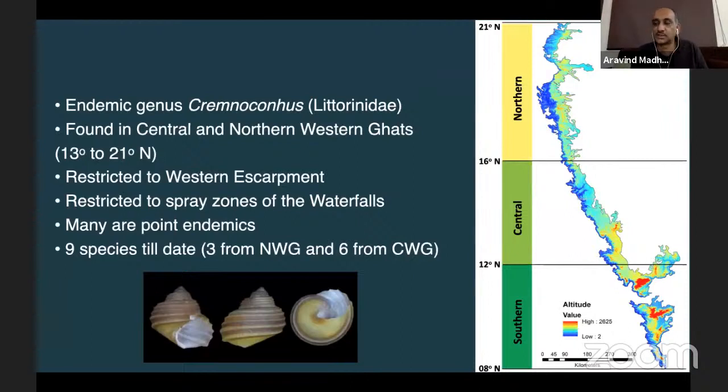There are very few such examples where the species is found only in one location, and nobody knows why they are found only in one location. Why not in the neighboring waterfalls? So yeah, till now 9 species have been described, and there may be another 15 to 20 species new to science, and all of them are found only in the Western Ghats and nowhere else on this earth.